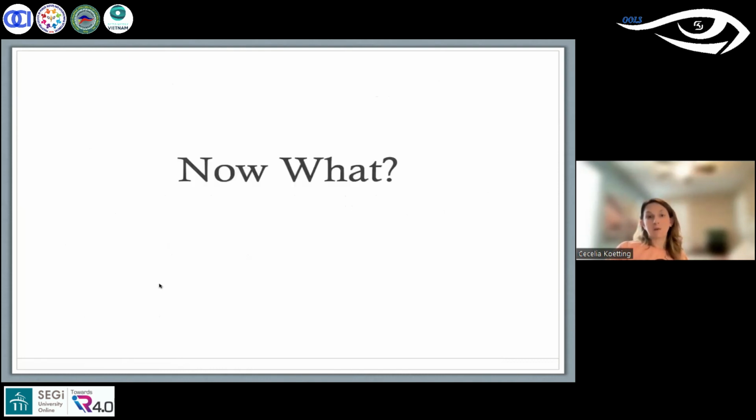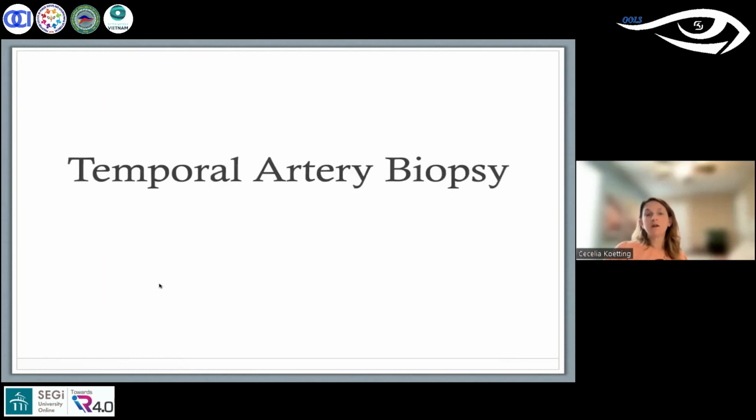So now what? Well, again, because of increased markers of inflammation in the body, pain on palpation around the temple, and sudden loss of vision, we're concerned for a temporal artery issue. So, I'm sorry, giant cell arteritis. And so we're going to do a temporal artery biopsy.